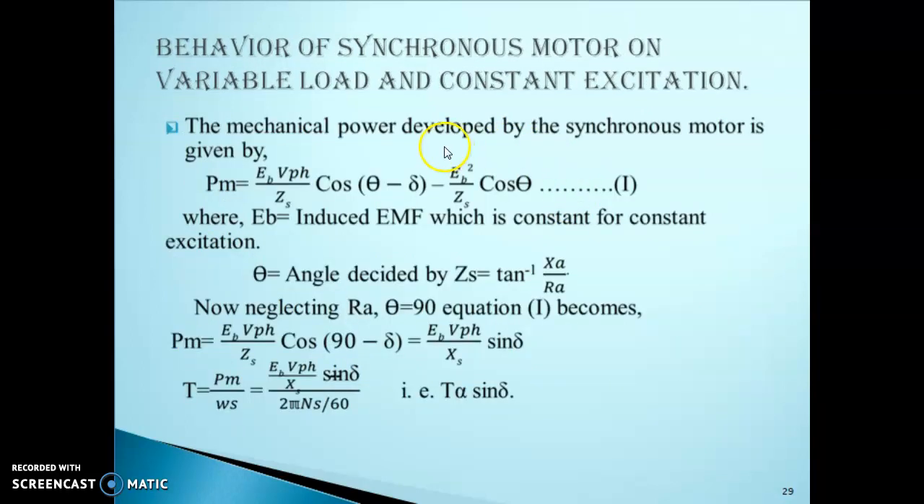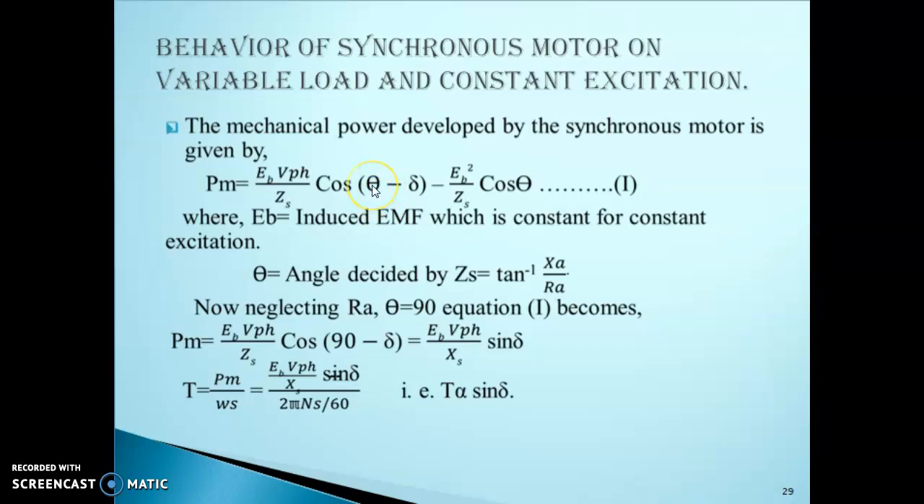Now the mechanical power developed by a synchronous motor is given by this equation. This is the direct equation: Pm equals Eb Vph upon Zs cos of (theta minus delta) minus Eb square upon Zs cos of theta. Now this delta, we know, is the load angle, and this theta is the angle between the resultant phasor and current.